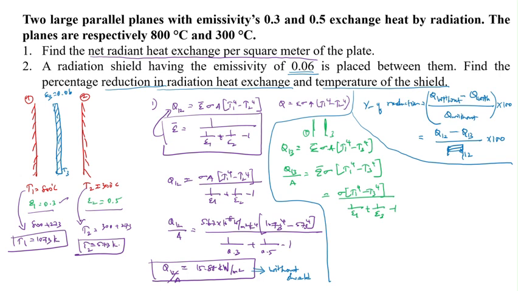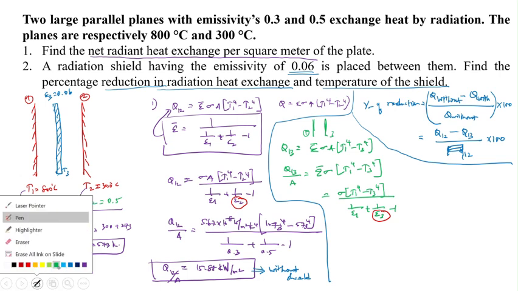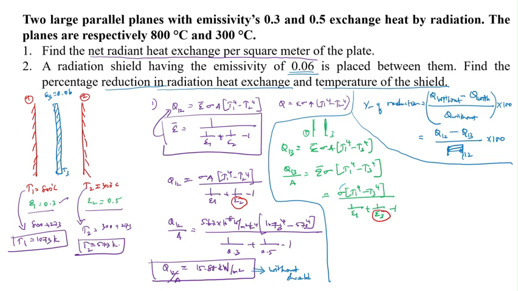What is the difference from the previous one? Please note that. In the previous one we had epsilon 2, but here we have epsilon 3. In this second case, note that we know some terms. Sigma you already know, T1 you already know, epsilon 1 and epsilon 3 as well, but we don't know T3. T3 is nothing but the temperature of the shield. If you know T3, then only can you calculate Q123 and substitute it here. So how do we find T3?